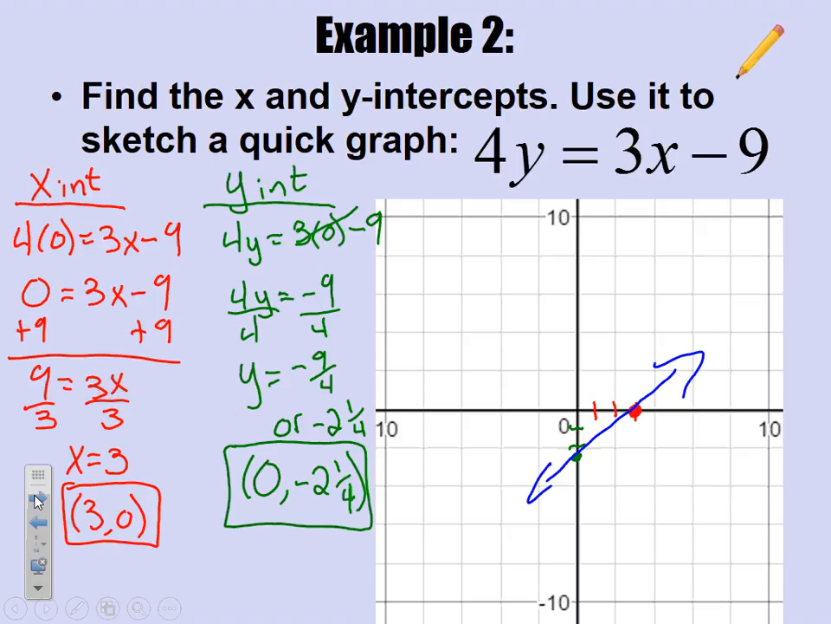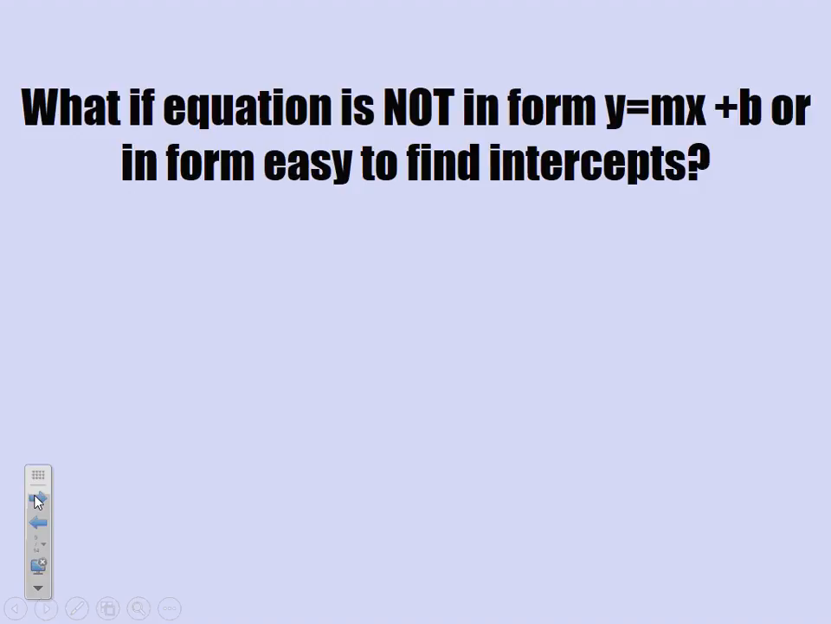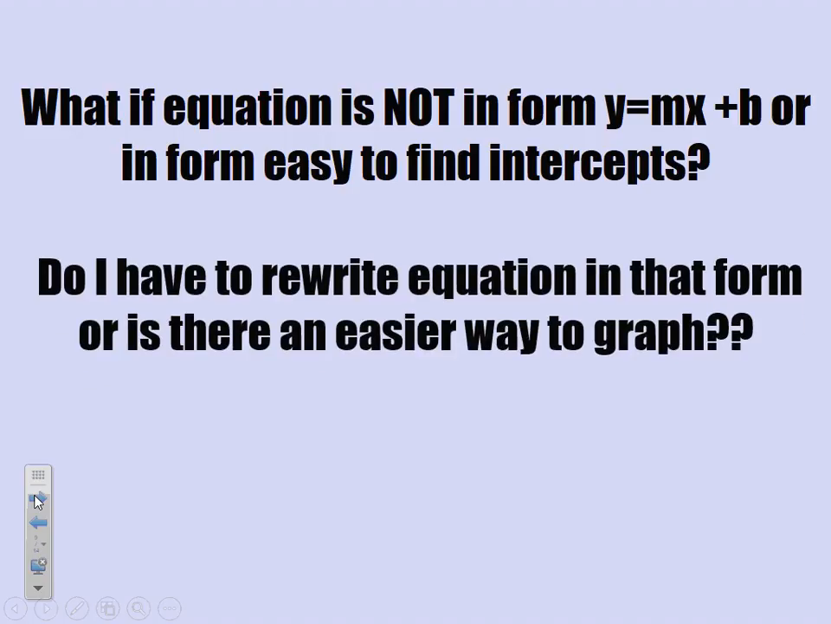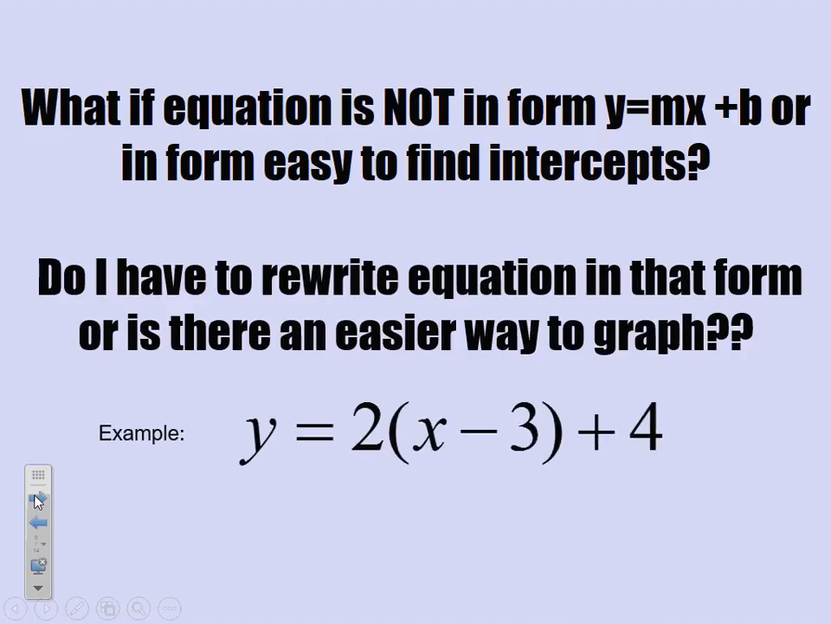All right, moving on. What happens if the form is y equals mx plus b and it's not easy to find the x-intercepts? Because that can happen sometimes. Sometimes we get some nasty decimals. So do I have to rewrite the equation in that form, or is there an easier way to graph? Well, the answer is yes, there is an easier way to graph when something looks like this. y equals 2 parentheses x minus 3 plus 4.